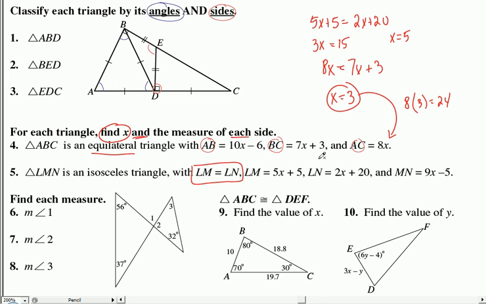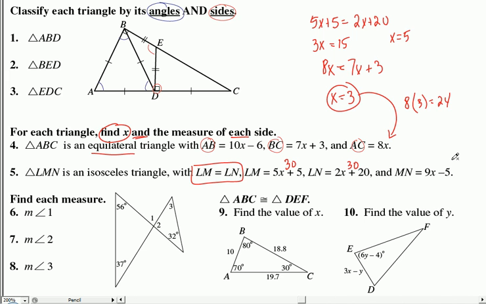So x is 5. Plug it into here. 5 times 5 is 25. Plus 5 is 30. So that's 30. Now, these 2 are equal to each other, so it should be 30 without doing any math at all. If you want to make sure, you could always plug it in. 2 times 5 is 10, plus 20 is 30.